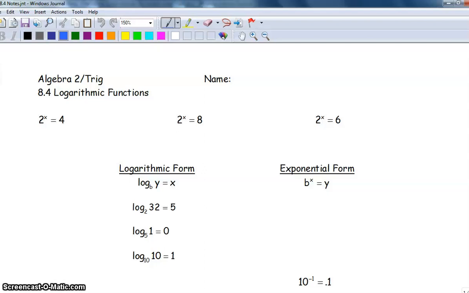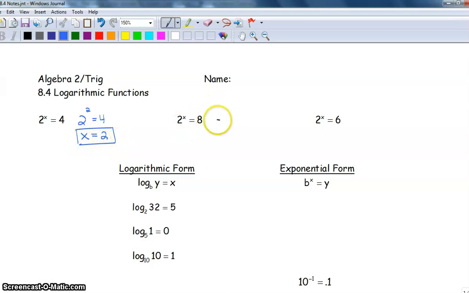Hello, today we're going to talk about 8.4, and that is logarithmic functions. To get started, we have 2 to the x power is equal to 4. So we're trying to find out what x is. 2 to what power equals 4? And we all know that 2 to the second power equals 4. Therefore, our x value is equal to 2.